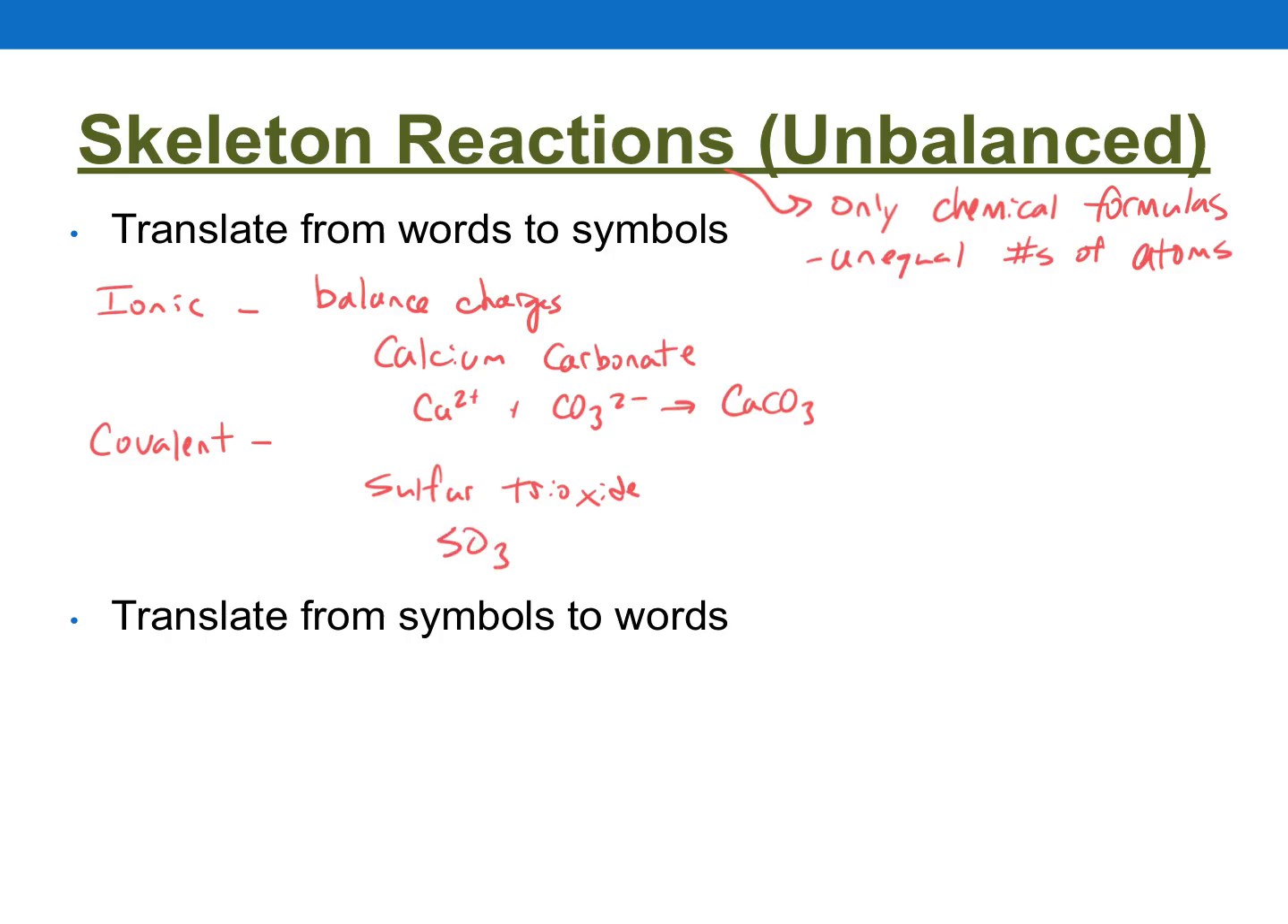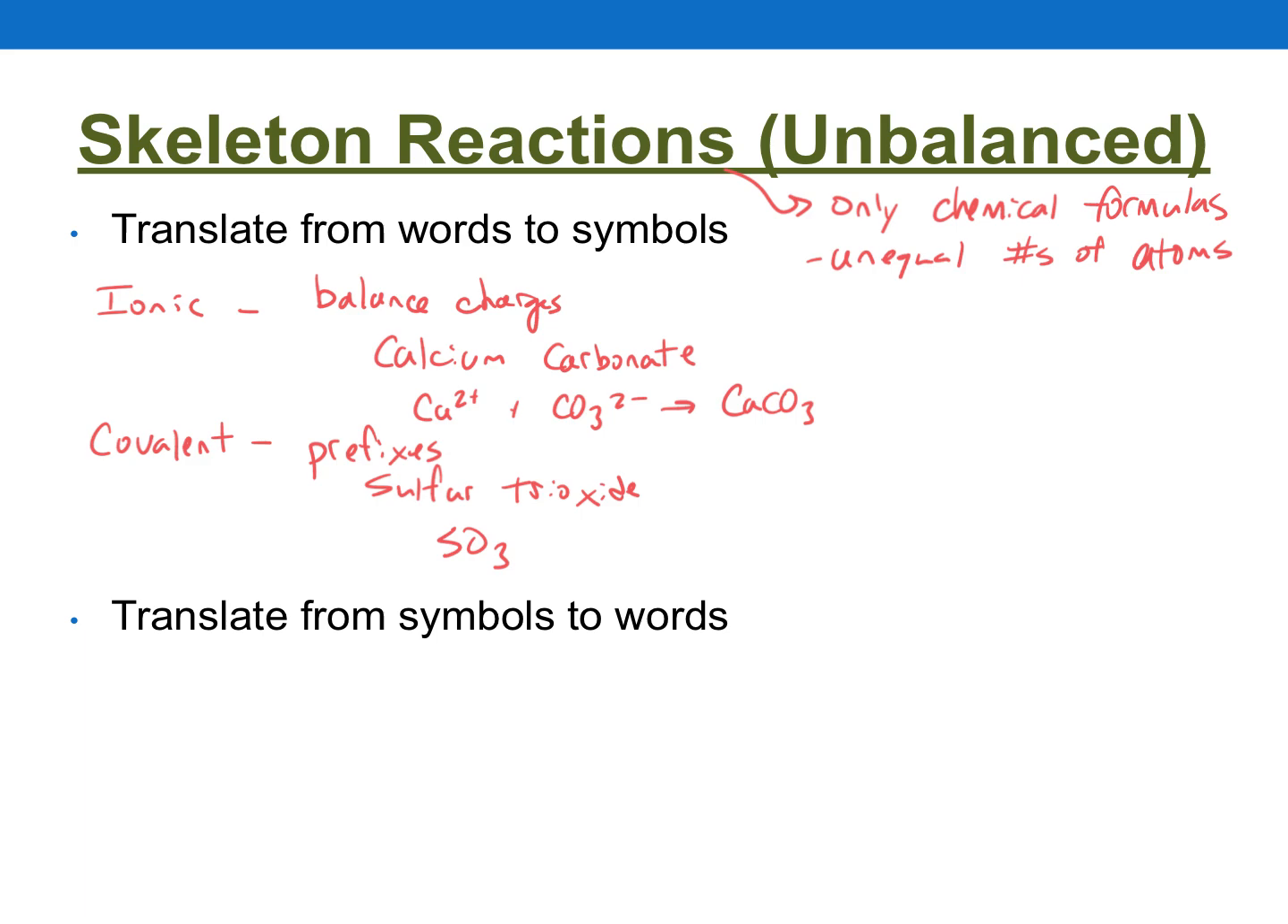So it's all about translating from words to symbols. With ionic, it's balancing charges, and for covalent, it's just making sure that your prefixes turn into the right formulas. Obviously, don't forget about the states of matter as well. So if I say solid or liquid or gas or aqueous, we need to include that in our translation.